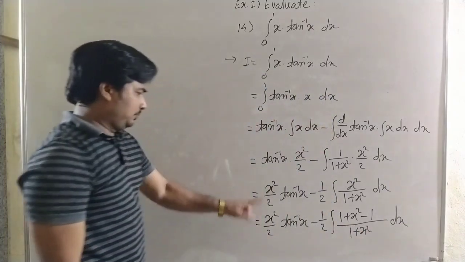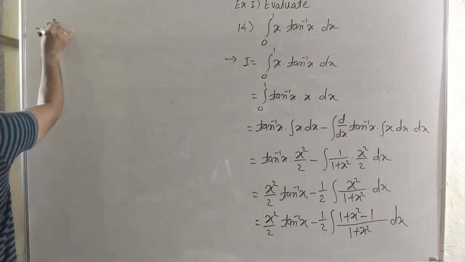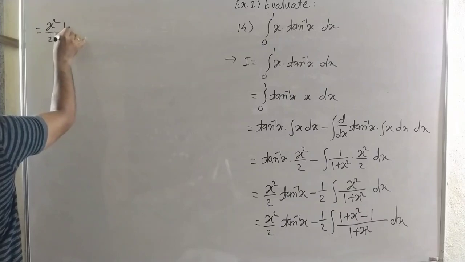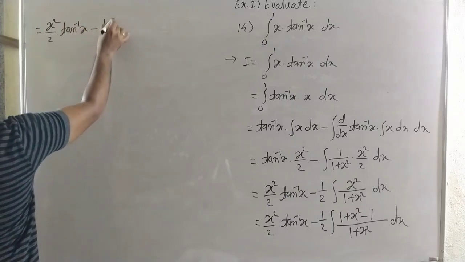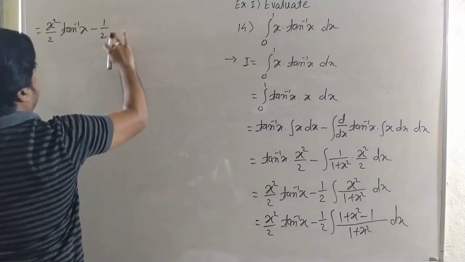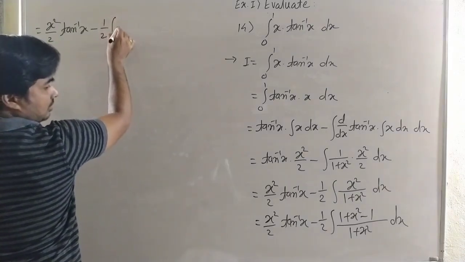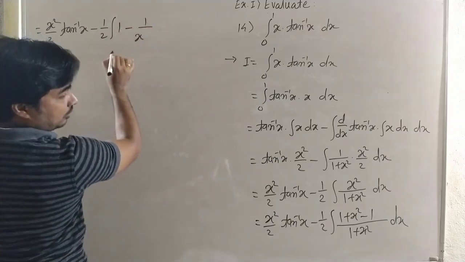Okay. Now this term you can write here x square upon 2 into tan inverse x minus 1 by 2 into, okay, here integral of 1 minus 1 by x square, 1 by 1 plus x square.